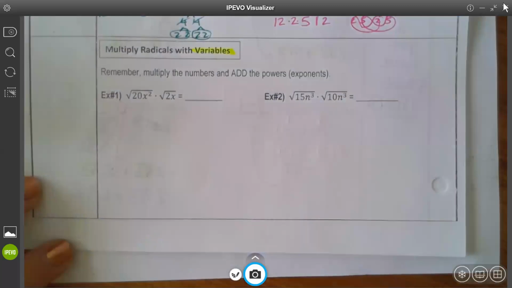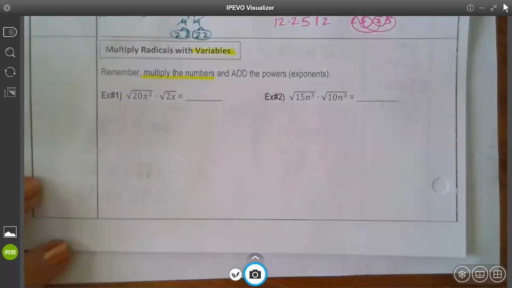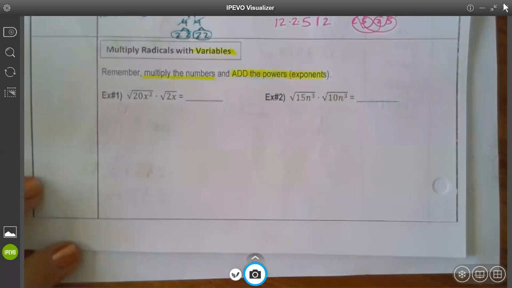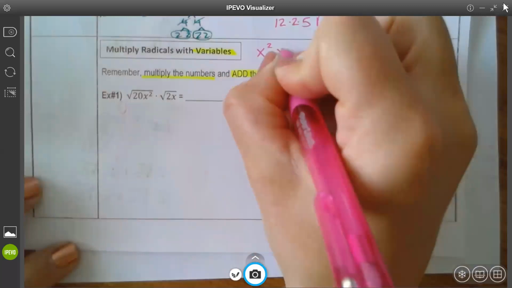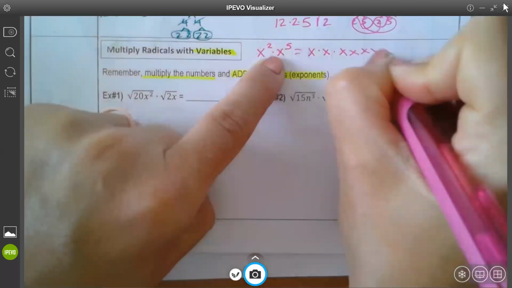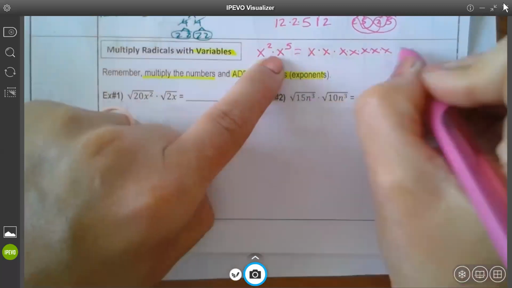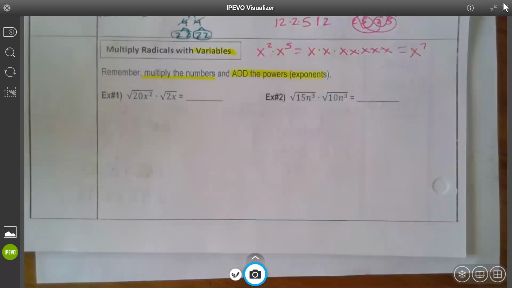All right, last thing, multiplying with variables. Please remember that you multiply the numbers, but when you multiply variables, the rule is that you add up the exponents, right? If I said x squared times x to the 5th, that would be x times x, and then 1, 2, 3, 4, 5 of those guys, which would be 1, 2, 3, 4, 5, 6, 7 in total.